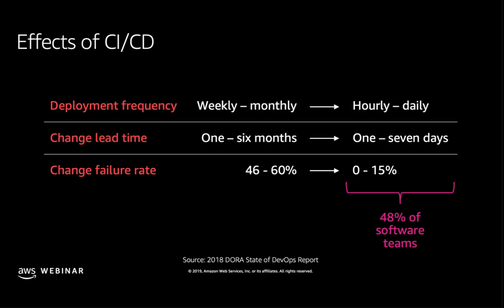And so according to the State of DevOps report from 2018, 48% of software teams that implemented CI/CD were able to realize these results, like the change in failure rate.